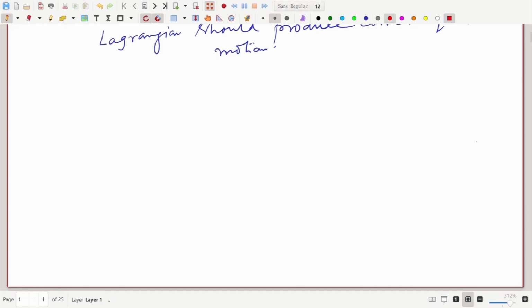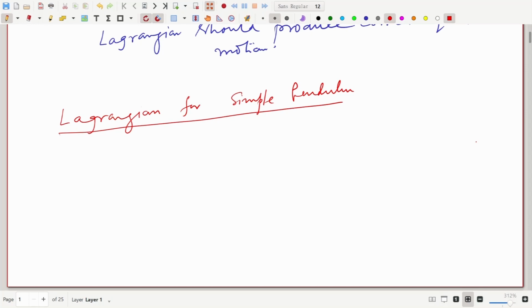For that, the first example we will consider is the Lagrangian for a simple pendulum. This is a very simple problem, but try to follow the steps I am going to write to construct the Lagrangian, and follow the same steps for other systems also.